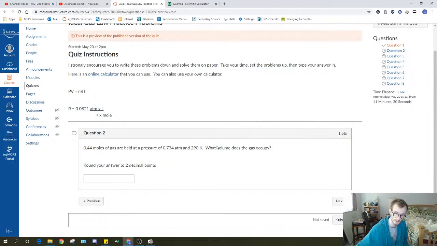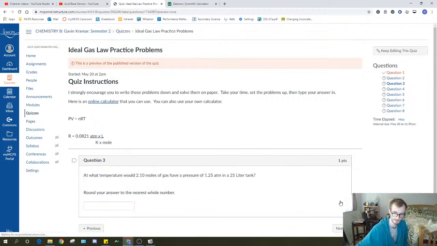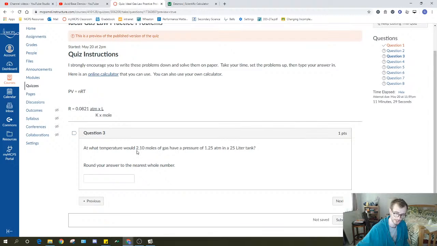So here's another problem solving for volume. I'm going to skip over this one for a second and do this one. This says, at what temperature would 2.1 moles of gas have a pressure of 1.25 ATMs in a 25-liter tank. Okay, so I'm going to go back to my paper and start writing down my equation and the things that I know.